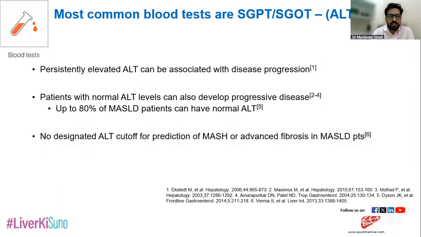the common ones are the liver function tests. Herein you encounter elevated ALT levels, which are associated with the disease progression. The ratio of ALT to AST, the ALT is higher in patients who have NAFLD, and it is reversed for patients who are alcoholic. So patients with normal ALT can also develop progressive disease. Up to 80% of MASLD patients can have normal liver function ALT levels. And there is no designated cutoff to define MASH or advanced fibrosis in patients of MASLD.